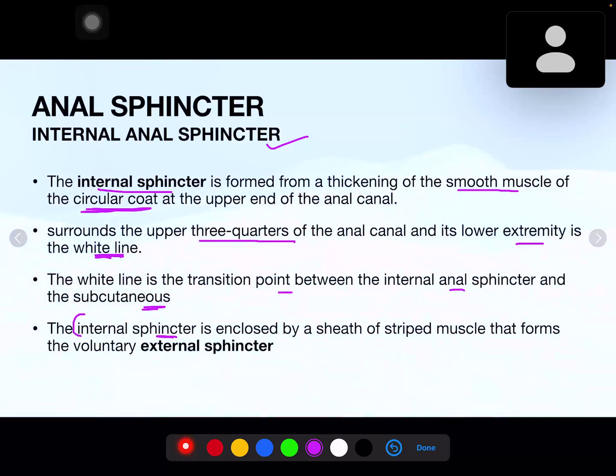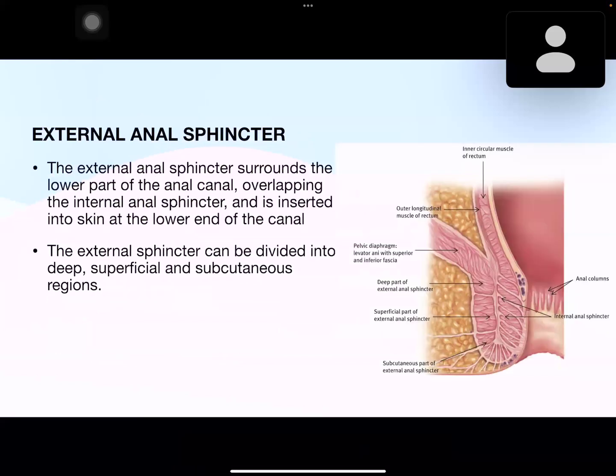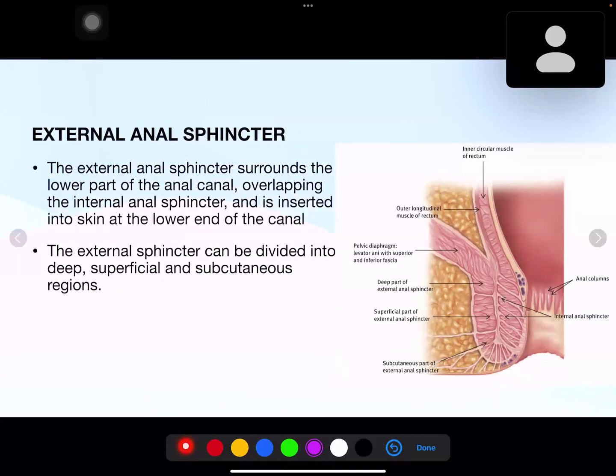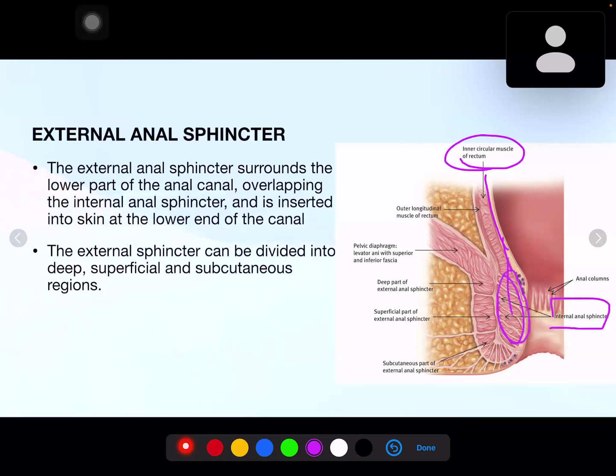Okay, so the internal sphincter is enclosed by striped muscle, the voluntary external sphincter. So the internal sphincter is the involuntary muscle and the external anal sphincter is the voluntary muscle. If you see this diagram, the inner circular layer forms the internal anal sphincter. This is the internal anal sphincter and the external anal sphincter.